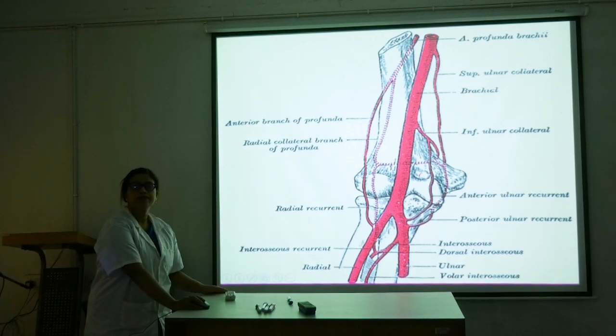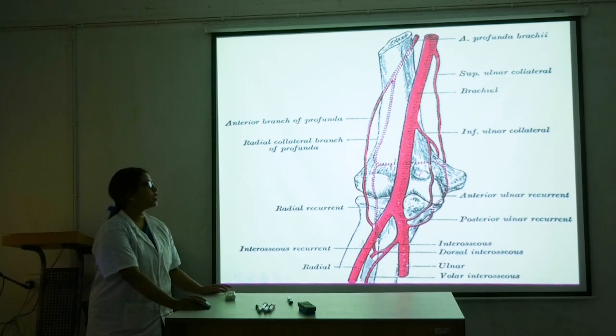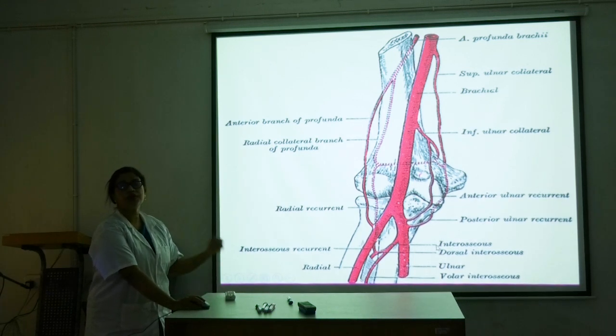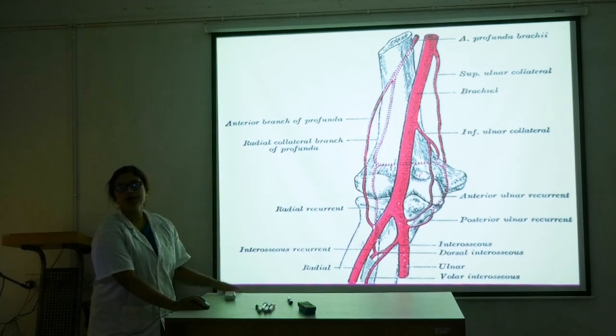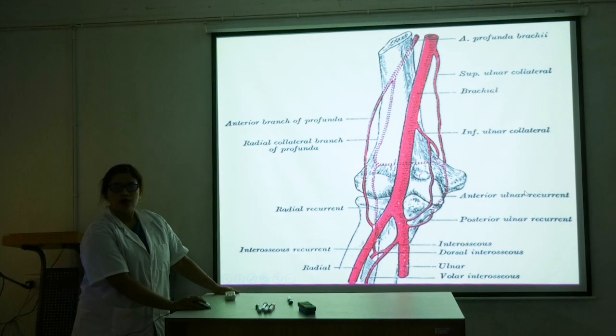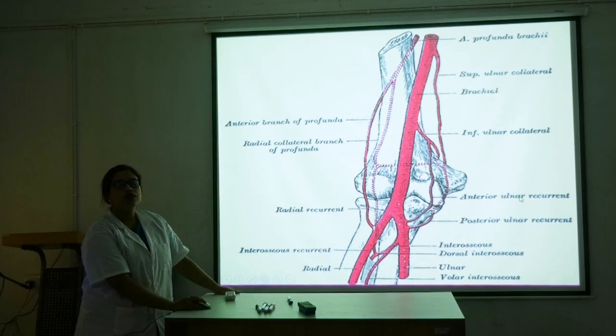5 arteries. One radial, four ulnar. Okay, so that is supplying this elbow joint because it is very important. Okay, so after knee joint, next joint is elbow joint. Okay, so which one is the most unstable joint in our body?